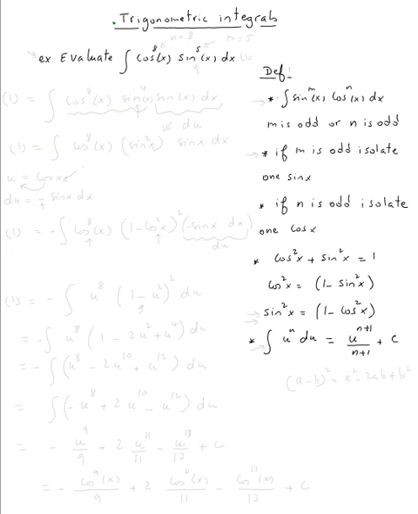The topic is trigonometric integrals. So let's do this example. Evaluate the integral of cosine to the 8th of x times sine to the 5th of x dx. So the integral has this form: integral of sine m of x, cosine n of x. So what is m and what is n? By looking at this, I can tell the m is 5, right? And the n is 8, right?